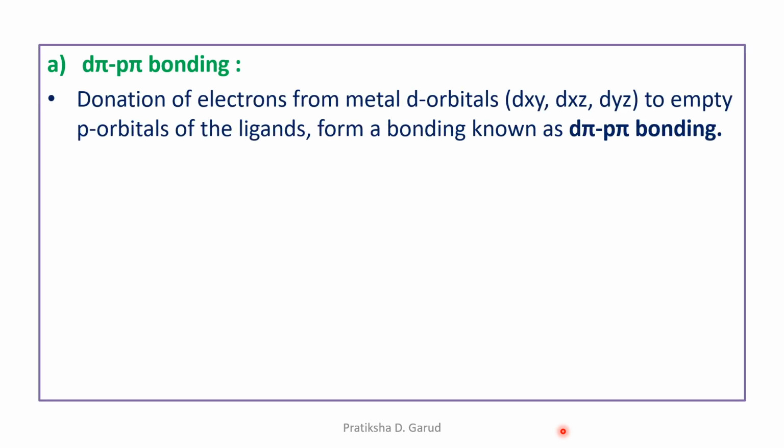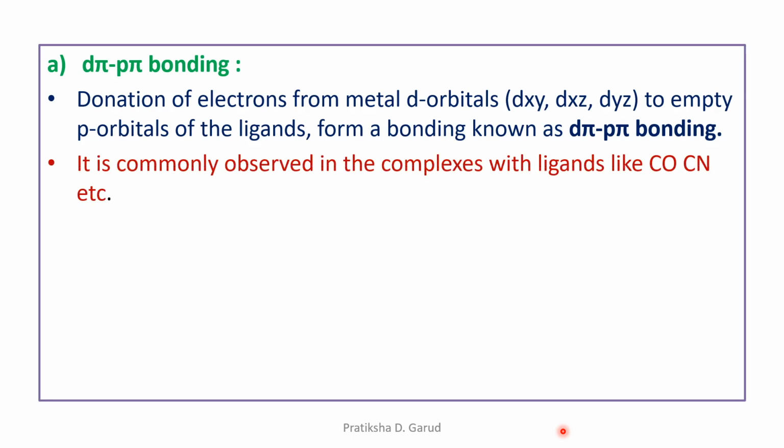The donation of electrons from metal d orbitals, such as dxy, dxz, dyz, to the empty p orbitals of the ligand forms a bonding which is known as d-pi p-pi bonding, right? So the electrons are donated from the filled metal d orbitals to the empty p orbitals. That's why it is called d-pi p-pi bonding. It is commonly observed in complexes with ligands like CO, CN, etc.